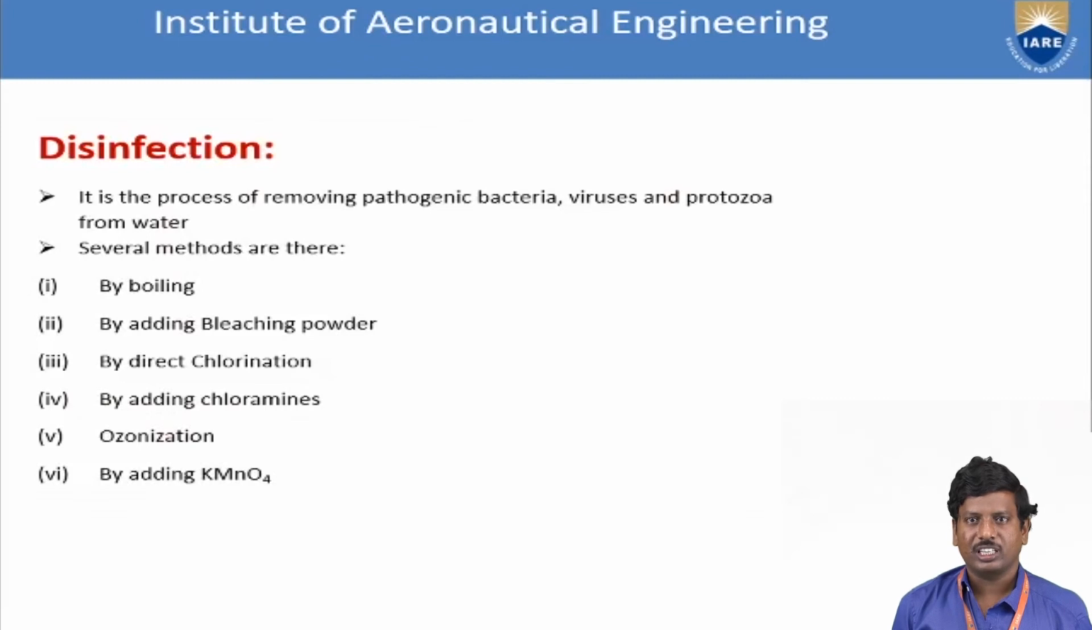And next one is the disinfection process. Disinfection is nothing but the process of removing pathogenic bacteria, virus and protozoa from the sample of water. The following methods are mainly used in the disinfection process. First one is boiling, and second one is boiling by adding bleaching powder. Third one is direct chlorination. Fourth one is adding chloramines. Fifth one is ozonization. Final one is adding potassium permanganate, KMnO4.